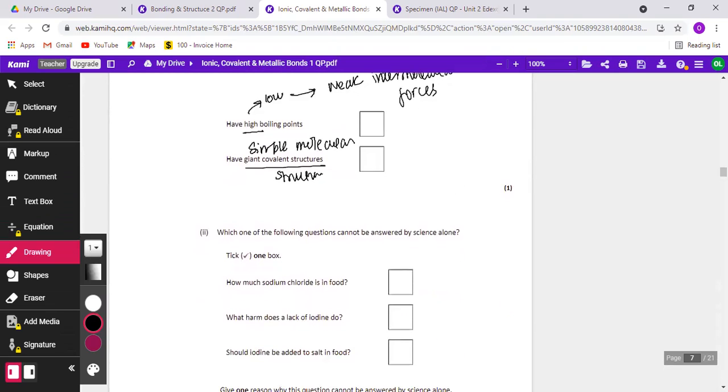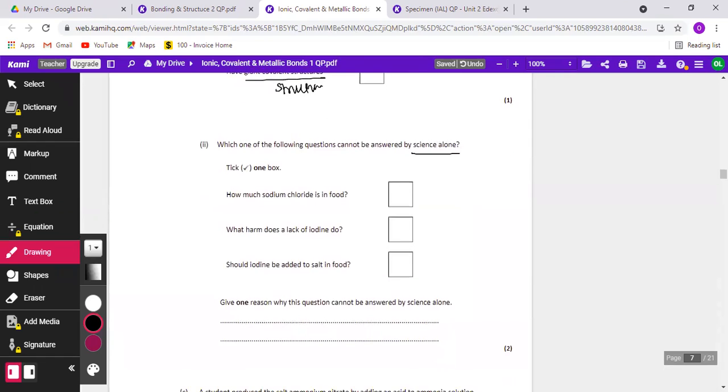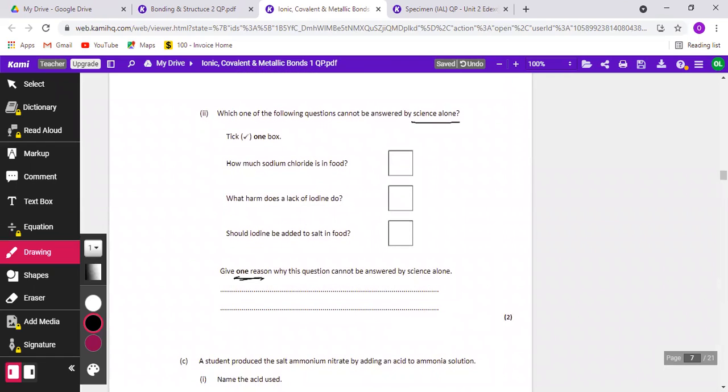And then, which one of the following questions cannot be answered by science alone? So decide on an answer and then suggest a reason, please. All of you solve this one.